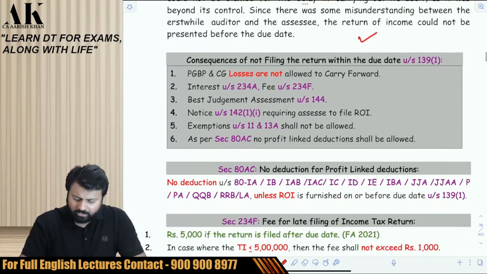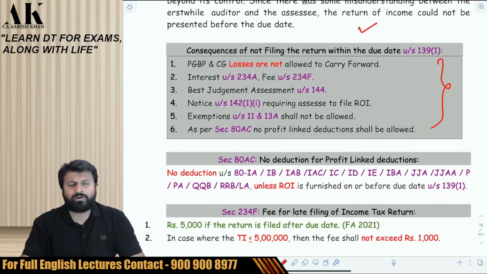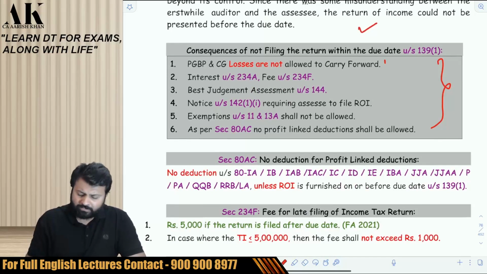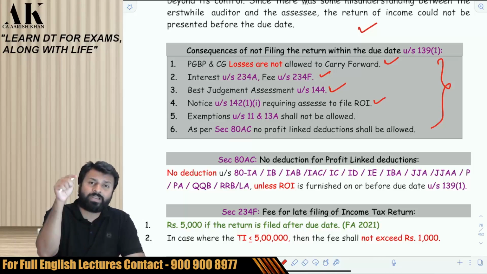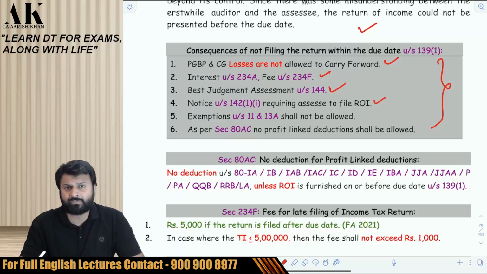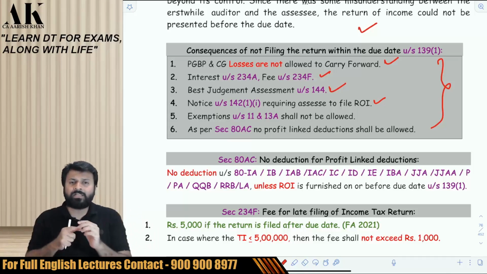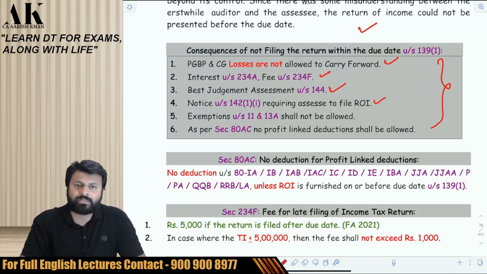Okay. Now, what are the consequences? These are some of the consequences of not filing the return on time. One of the consequences is that you will not be allowed to carry forward and set off certain losses. Another consequence is you will be liable for interest under 234A and fee under 234F. Another consequence is you will be liable for best judgment assessment under income tax law if you do not file the return on time. Another consequence is that the AO might issue a notice to you and require you to file the return under 142(1) clause (i). If you do not file the return on time, then the AO may issue you a notice requiring you to file the income tax return.